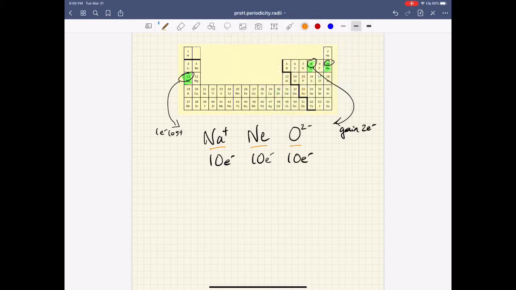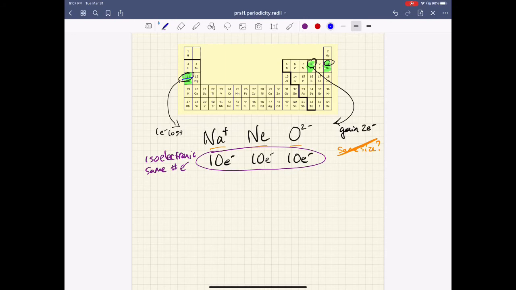We might think that these then would be the same size. They are not. And so how is that happening? Well, let's first say that we have a name for this. These ions and atoms that all have the same number of electrons are called isoelectronic. Same number of electrons. Now what we need to take a look at is the number of protons.